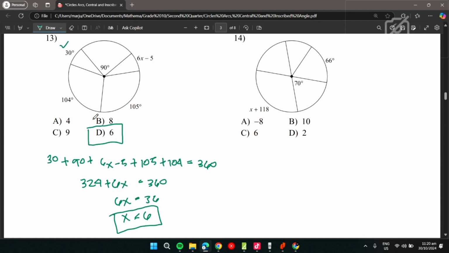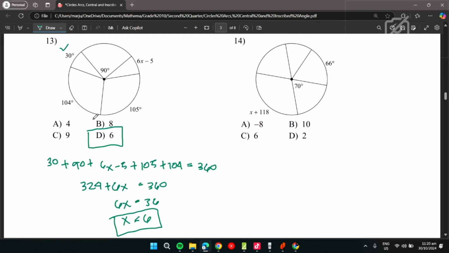Alright? Okay. Klaro ba yung 13? Do we have any questions? 13. Bakit siya naging 6? Klaro ba? Droney, is it clear? Or may question pa? Okay. Alright, thank you.